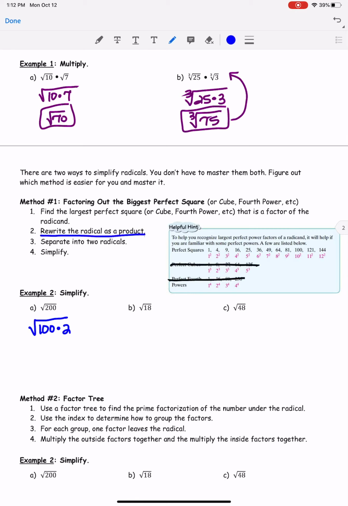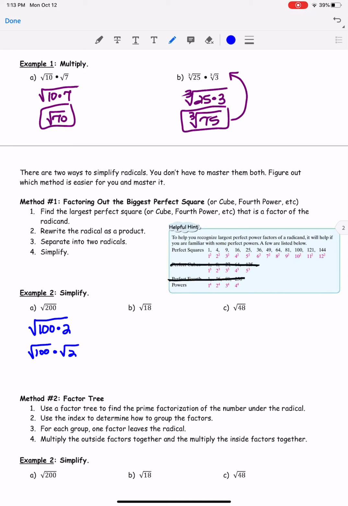And so that's our step 2 here. Write the radical as a product, right? I haven't changed anything. 100 times 2 gets me back to the square root of 200. Step 3 is to separate into 2 radicals. So this becomes the square root of 100 times the square root of 2. So notice I have literally done this right here backwards. We're just using the product rule, but in the opposite order.